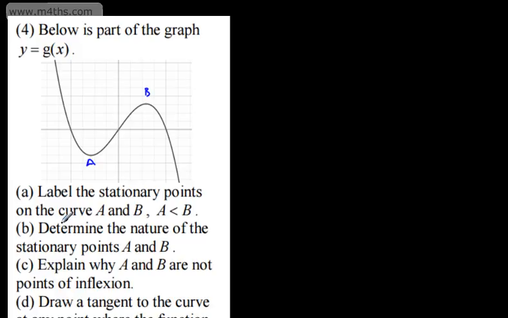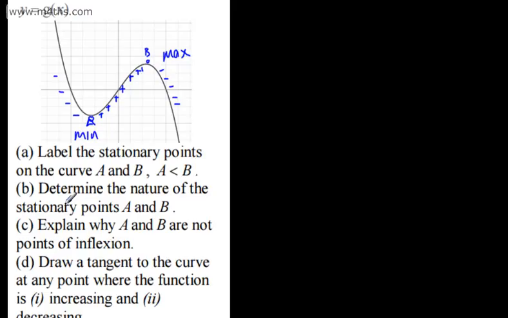In part B, we're asked to determine the nature of the stationary points A and B. We're going to do this graphically, so we have no function to differentiate, but we should be able to see that we have negative, negative, negative, negative, 0, positive, positive, positive, positive, and this is a minimum point. It opens upwards, so that is a minimum. Here we've got positive, positive, positive, 0, then negative, negative, negative, and we can see that this is going to be a maximum. It's opening downwards.